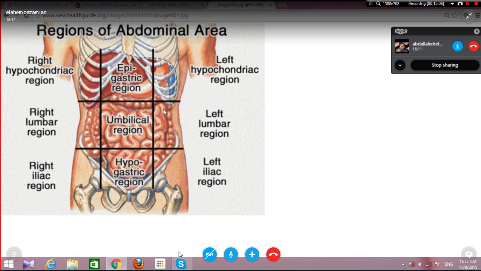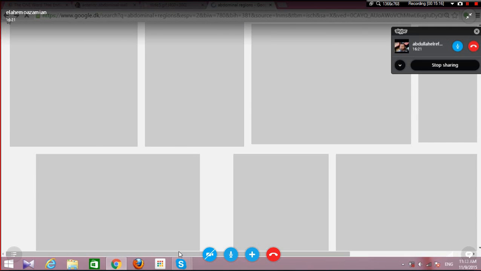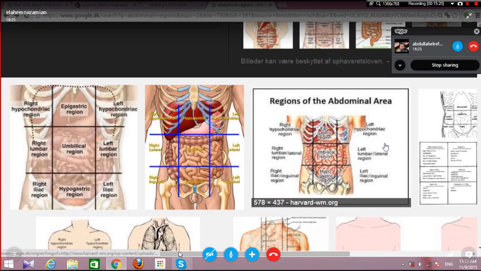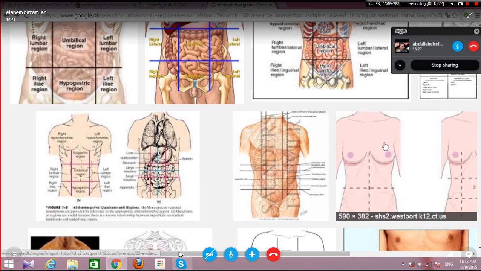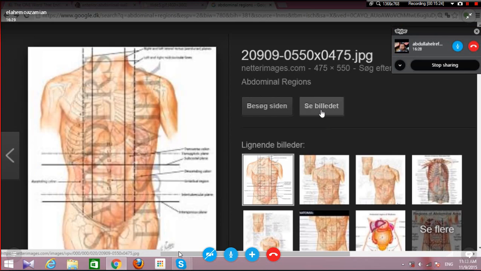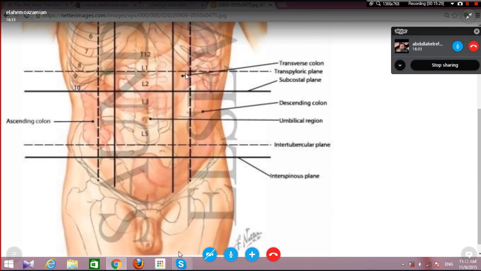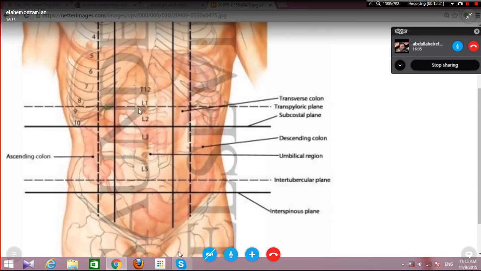Pancreas, it's behind the stomach. We will go through organs one by one, but for more general descriptions, we divide these lines. Later you should look at this picture in your book. This is at the level of L1.